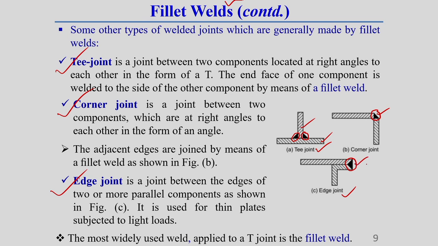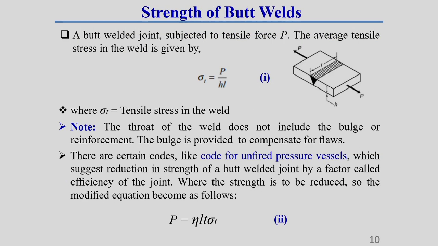These are all generally done by plate weld, but the weld is plate and the joint depends upon the position of the two components. Depending on the position of the two components, the first, shown in figure A, is called a T joint, the second is called a corner joint, and figure C represents the edge joint because here an edge is formed. But the weld which we are making here, this weld shape is triangular in nature, which is called a fillet weld. Now we will discuss the strength of butt weld first.